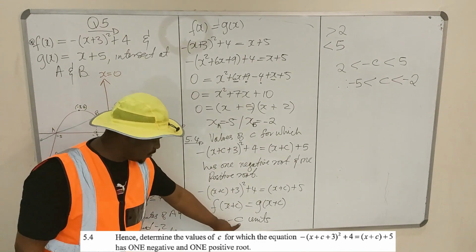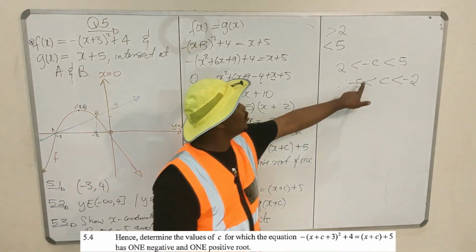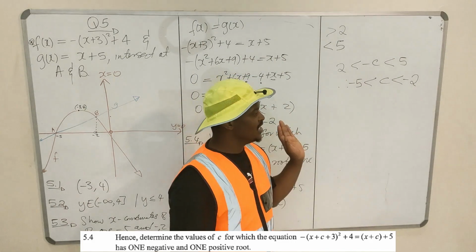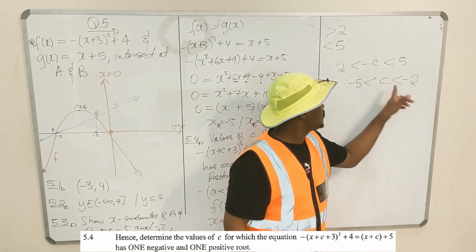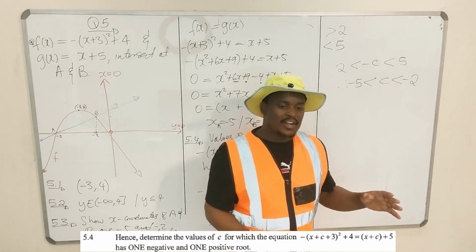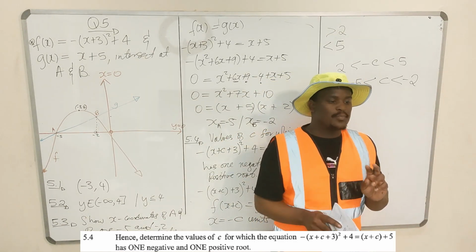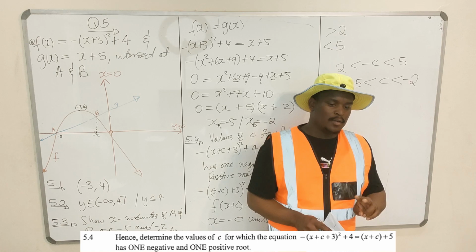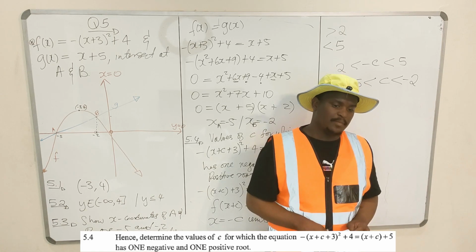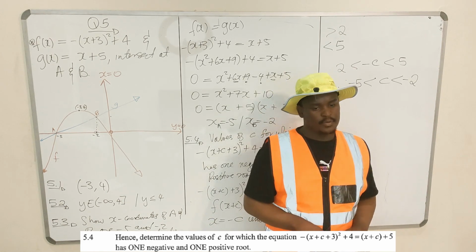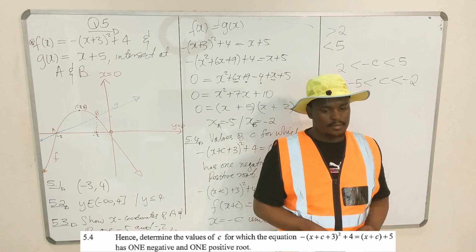Because this is your shifting amount. So your shifting amount should be bigger than 2 so that it's on the positive side, but less than 5, so that your graph does not overlap to the positive side, so that both your roots cannot be positive. One should be negative and the other should be positive. Are we happy? Yes.